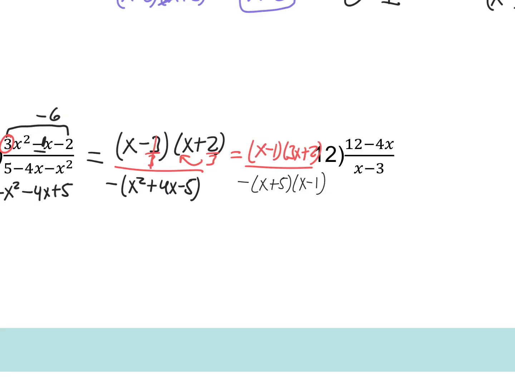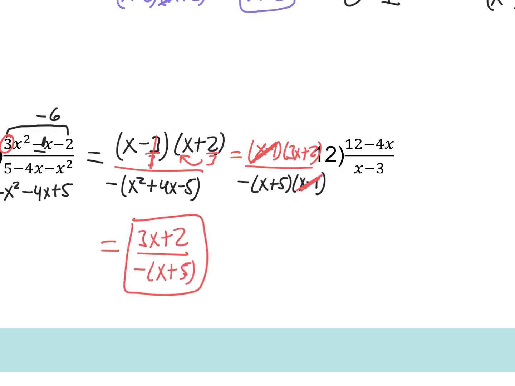And now it looks like we have things that cancel out, right? X minus 1 and x minus 1 are the same on the top and on the bottom. And I'm left with a 3x plus 2 on top, a negative x plus 5 on the bottom. And we can leave our answer just like this.